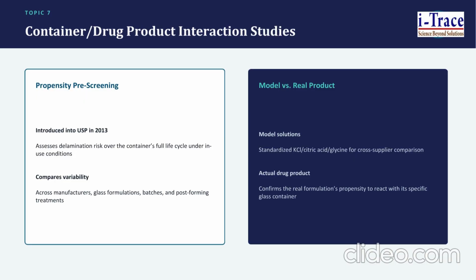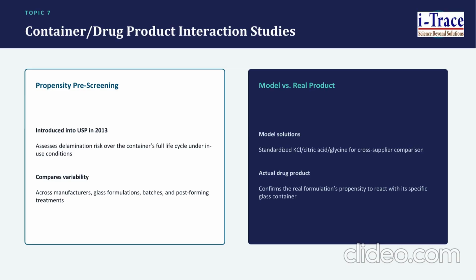This next piece is what separates a generic screening exercise from a study that actually protects your specific product. Propensity pre-screening was introduced into USP back in 2013, and it assesses delamination risk across the container's full life cycle under real, in-use conditions. It's specifically designed to compare variability across manufacturers, glass formulations, batches, and post-forming treatments.